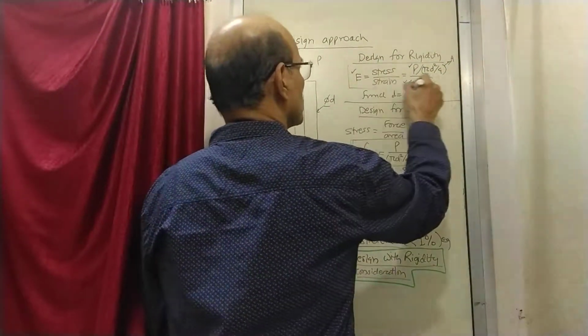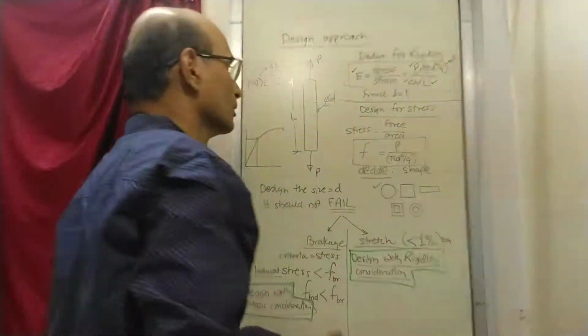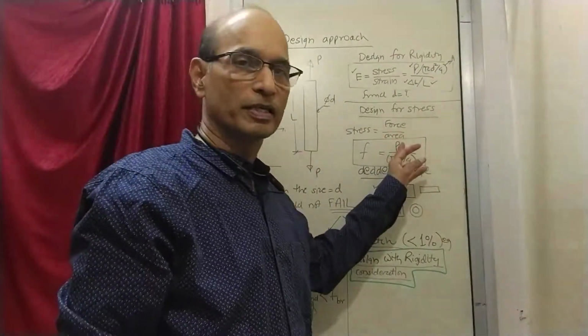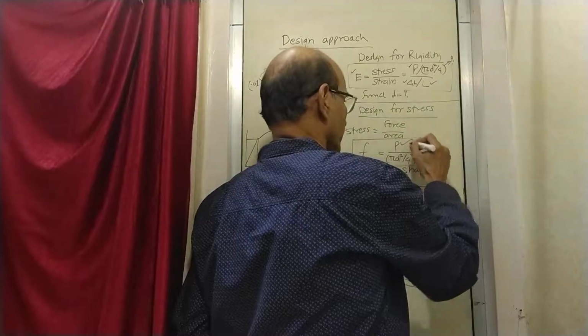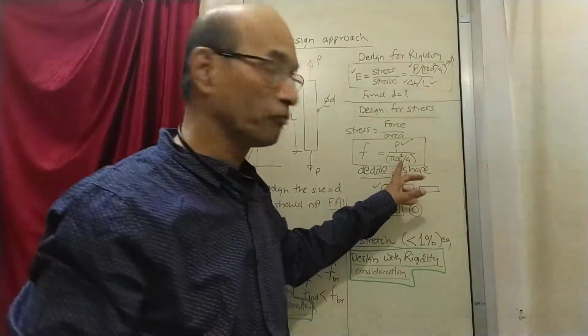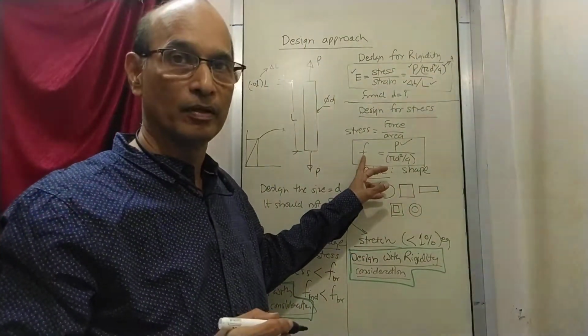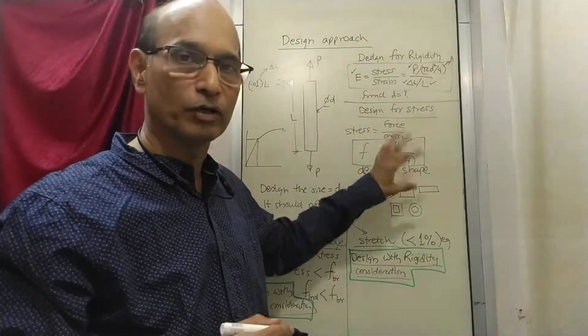Here this is the equation. That means the load is given. Here D is not given. We have to find out D. That means this has to be given. Then everything will be given except D and you can find out D.